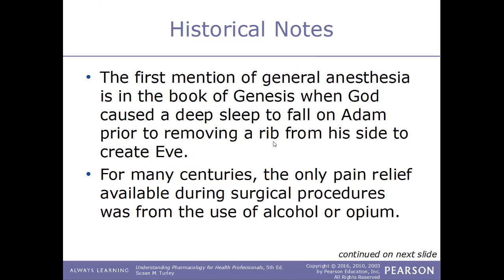Okay, now I'll mention some quick historical notes. The first mention of general anesthesia is in the book of Genesis, when God caused a deep sleep to fall on Adam prior to removing a rib from his side to create Eve. Now, for many centuries, the only pain relief available during surgical procedures was that from opium or from alcohol.